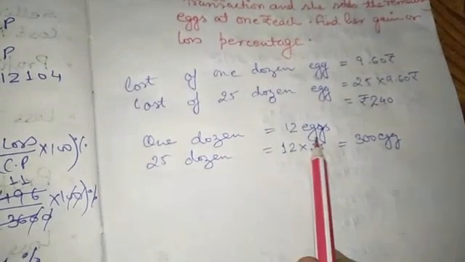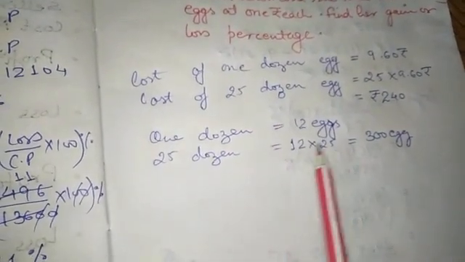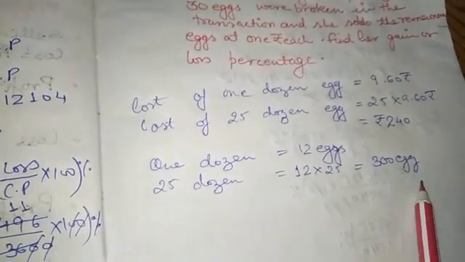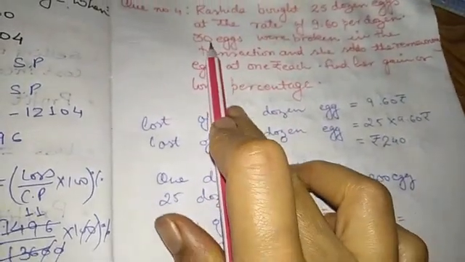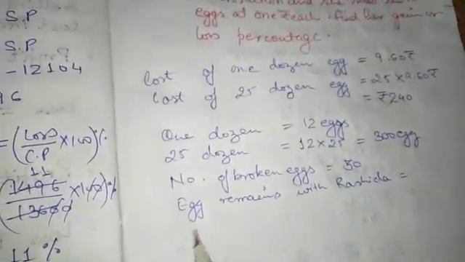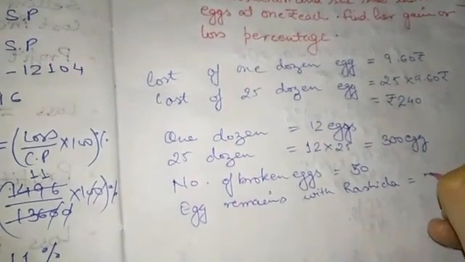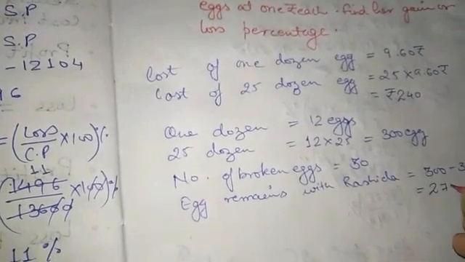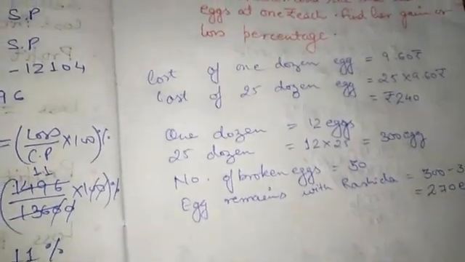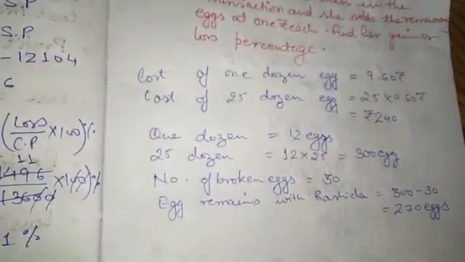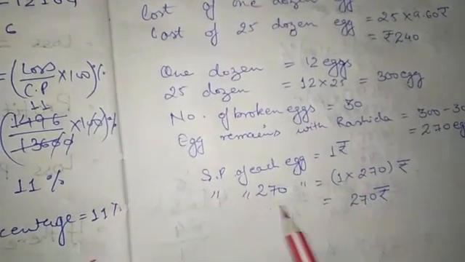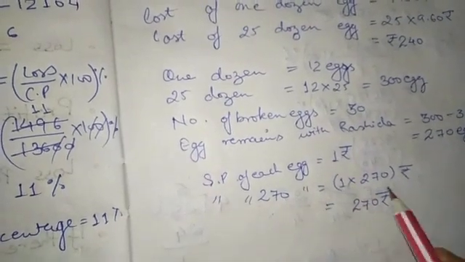Here it was given 25 dozen eggs. 1 dozen is equal to 12 eggs. So 25 dozen is equal to 300 eggs. It was given that 30 eggs were broken. So eggs remaining with Rashida is 300 minus 30 is equal to 270 eggs. Selling price of each egg is 1 rupee. So selling price of 270 eggs is 270 rupees.